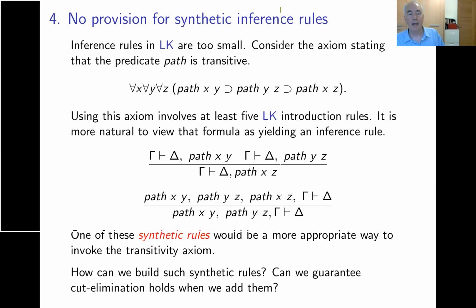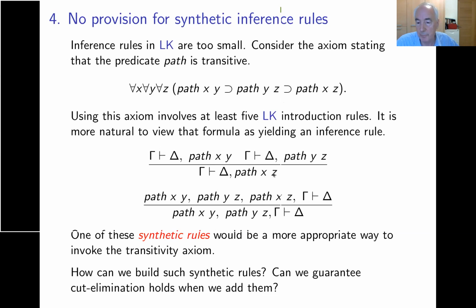And the fourth problem is there's no provision for synthetic inference rules, big step rules. So for example, here's a formula displayed. It's an axiom, you might say, that says path, whatever binary predicate that is, is transitive. We're allowed to assume it's transitive. Now, if I were to use that formula in a proof in, say, Gentzen's system, I would have to have at least 5 introduction rules just to make use of this one formula. But of course, it's much more natural to think of using that axiom in this form.